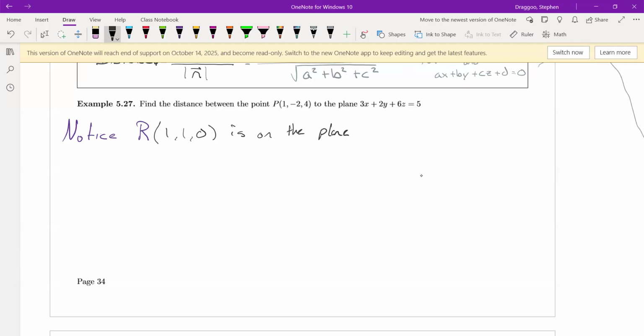But now that I have that point, I can just figure out what RP is. RP is the vector 0, negative 3, 4. All right, if I subtract 1, 1, 0 from 1, negative 2, 4, I get 0, negative 3, 4. And I see my normal vector already. It is 3, 2, 6.